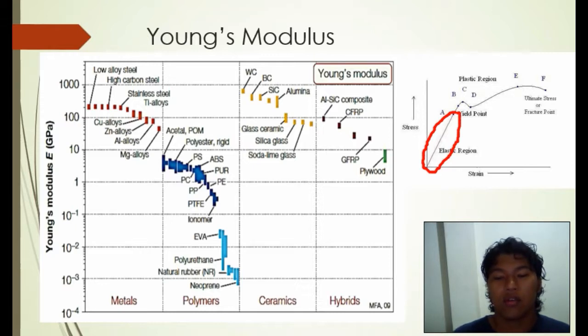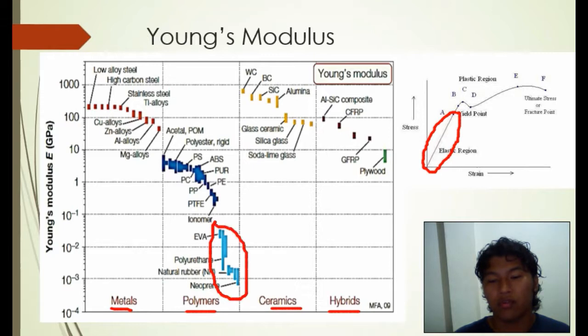So if we see this graphic, we see that the metals, the polymers, ceramics, and hybrids each have a pretty different value of Young modulus. It is due to the difference of molecules.